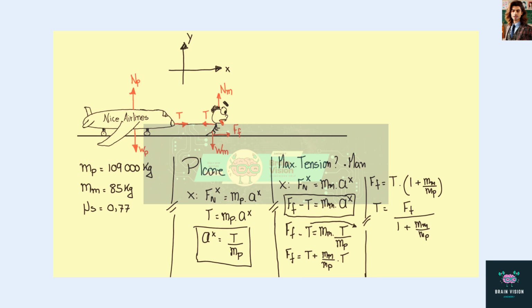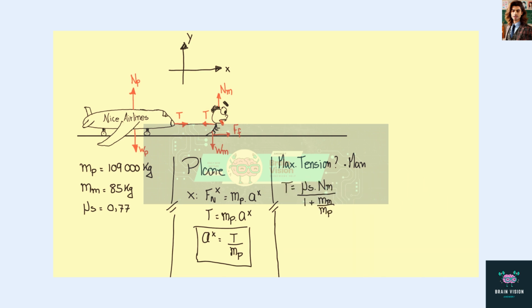And now we can conclude the following. The maximum tension happens when the frictional force is also the maximum frictional force. And we know that the maximum frictional force in this setup where the frictional force is static is given by the static frictional coefficient times the normal force that acts on the man, because the frictional force is acting on the man. Then this is divided by 1 plus the mass of the man divided by the mass of the airplane.